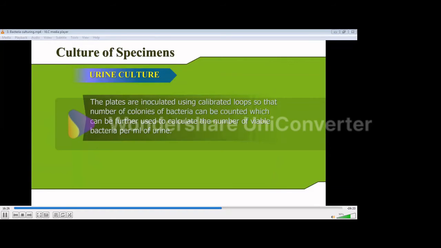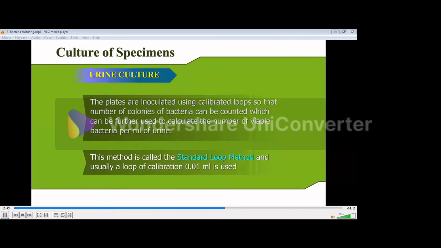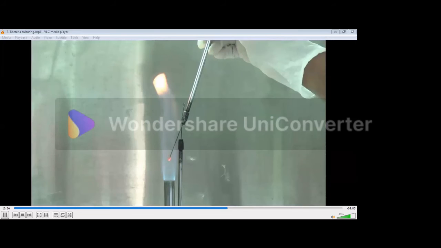The plates are inoculated using calibrated loops so that the number of colonies of bacteria can be counted, which can be further used to calculate the number of viable bacteria per milliliter of urine. Standard loop method, and usually a loop of calibration 0.01 milliliters is used.